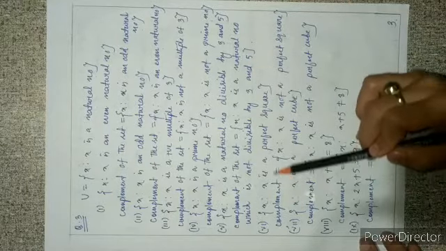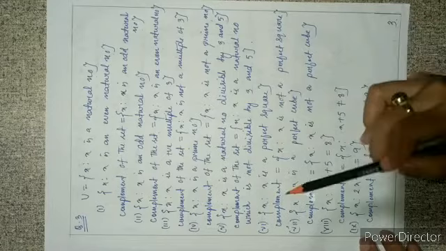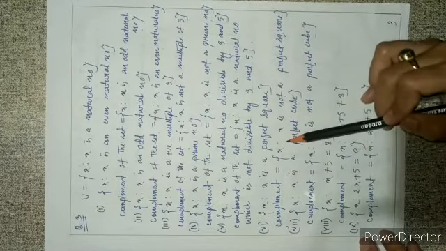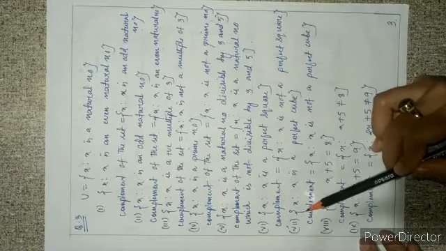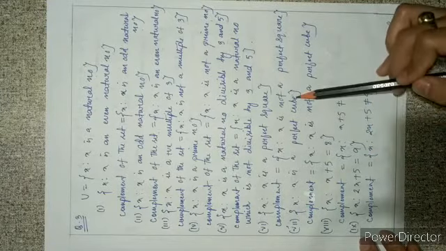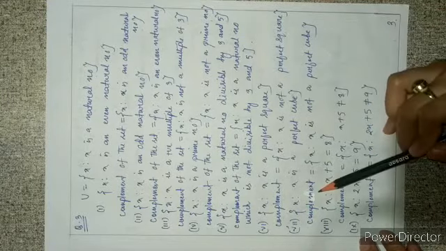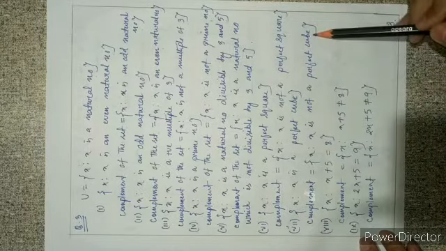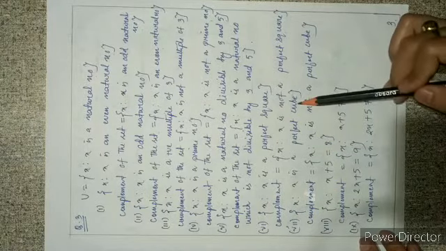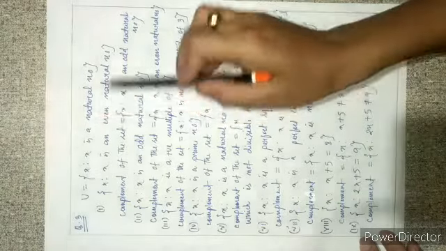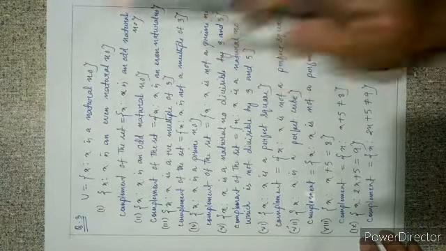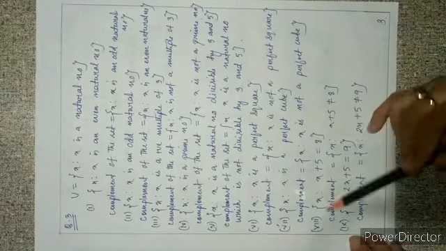Roman number 6: x is a perfect square, and so the complement of the set is x, x is not a perfect square. Roman number 7: the given set is x, x is a perfect cube, so the complement of the set will be x, x is not a perfect cube, since the perfect cube and the non-perfect cube numbers form the natural numbers.